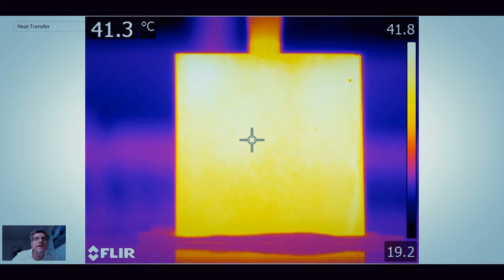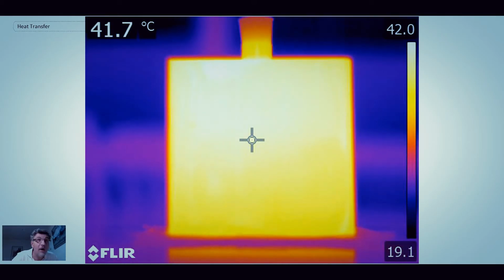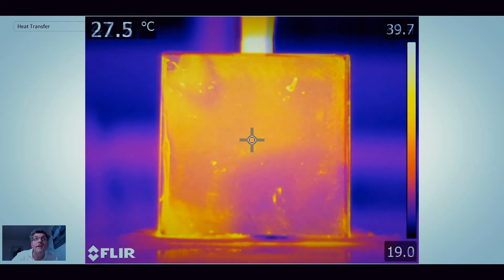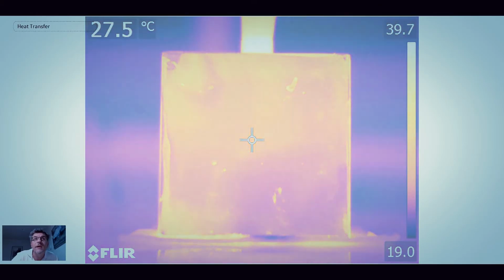And so this is the first image from the IR camera, and this would have been for the white surface finish. And then we go to the gloss black, 41.7, so that's not far off from what we'd expect. 41.2 for flat black. And now the last one is going to be copper, 27.5 degrees C. So what is going on there?